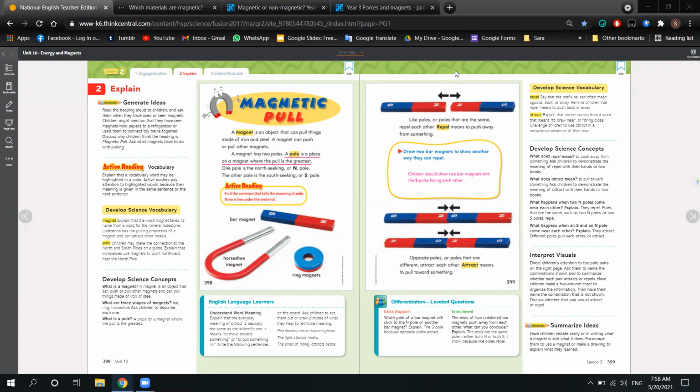A magnet has two poles, and I told you guys about it. We have the north seeking pole and the south seeking pole, and we have to know that the N refers to the north, or indicates north, and the letter S indicates south.